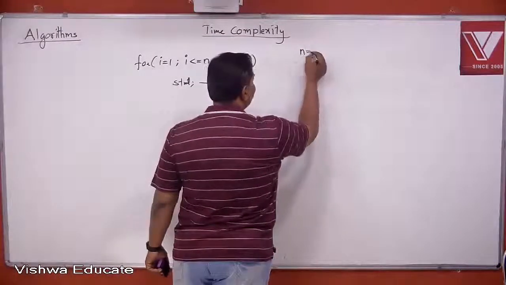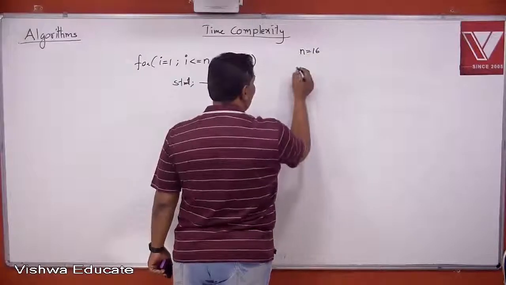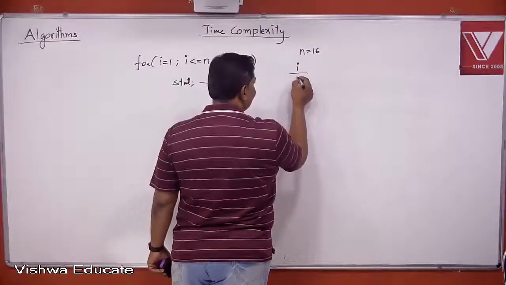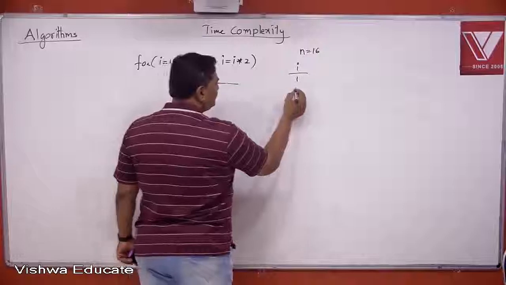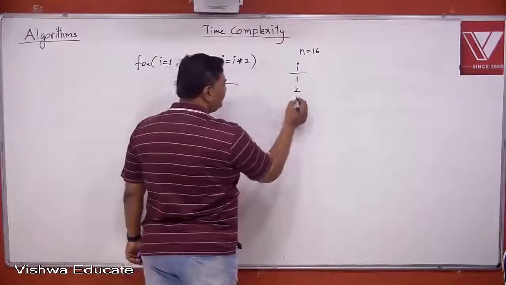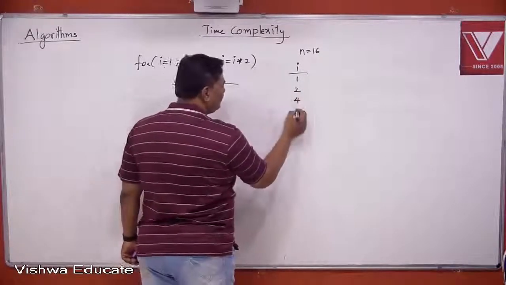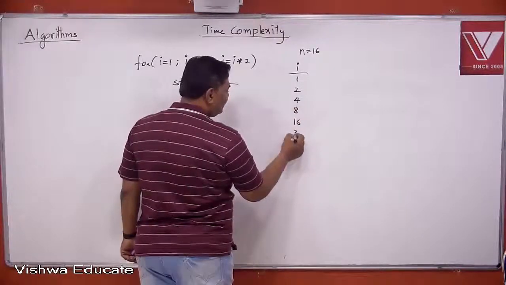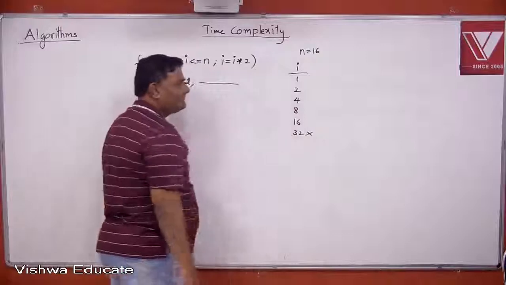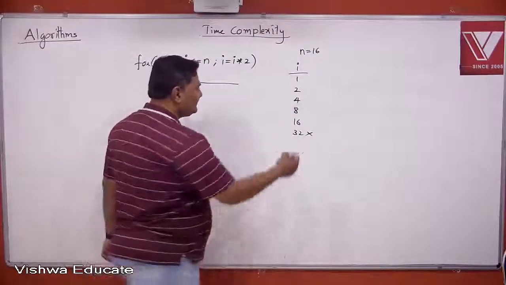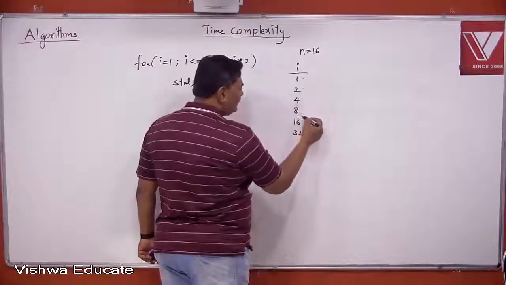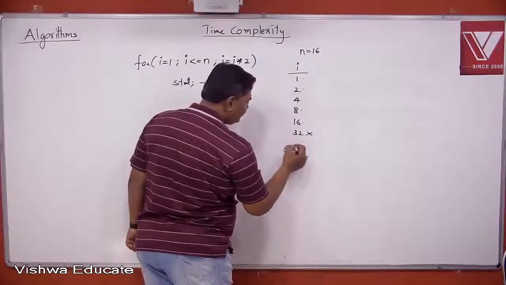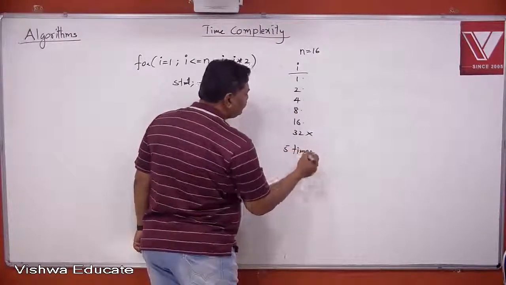It is multiplied. Let us take some examples. If n is equal to 16, how many times? I takes the values 1, then into 2, 2, then into 2 again, 4, then into 2, 8, then into 2, 16, then into 2, 32, it will stop. How many times? 1, 2, 3, 4, 5 times. So this is 5 times.